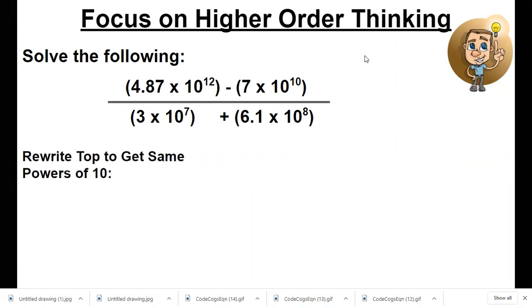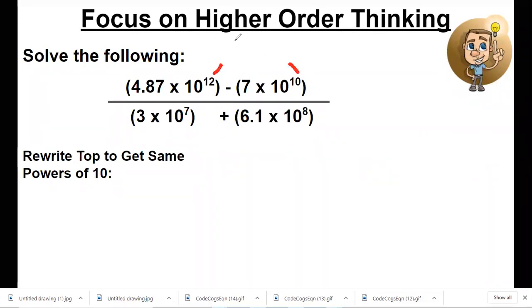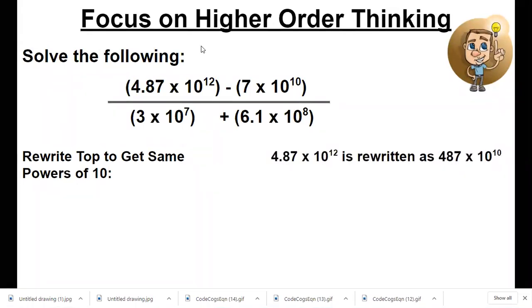We're going to rewrite the top to get the same powers of 10 because we're going to be subtracting, so we need the 12 and the 10 to be the same number, correct? Yes, subtraction, they have to have the same number. So 4.87 times 10 to the 12th will be rewritten as 487 times 10 to the 10th. This time I actually went down instead of up. I could have increased this to the 12th power. This time I showed you the other way, moving the decimal 2 to the right, decreasing the power by 2. So now I have 487 times 10 to the 10th.